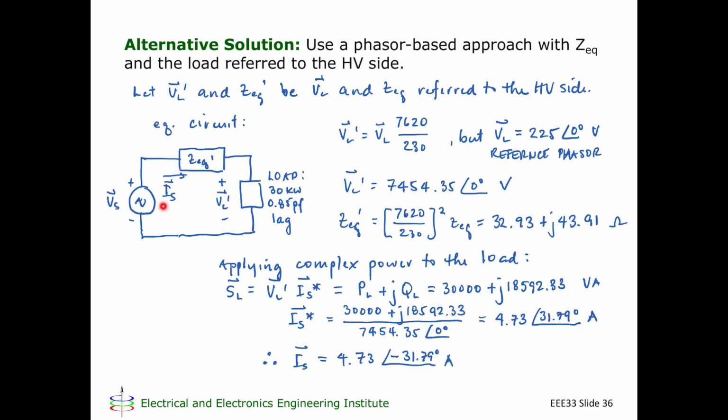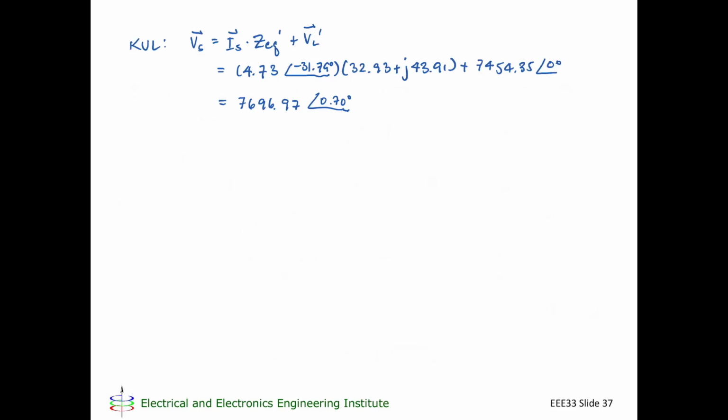Again, we should expect V sub S to be greater than V_L prime because there will be a voltage drop across Z equivalent. So I now know that this is V sub S, the RMS value of my source voltage. So that's one quantity that we've solved for.